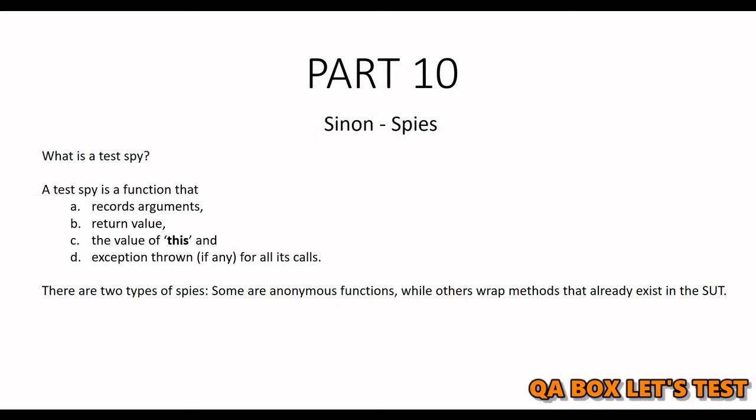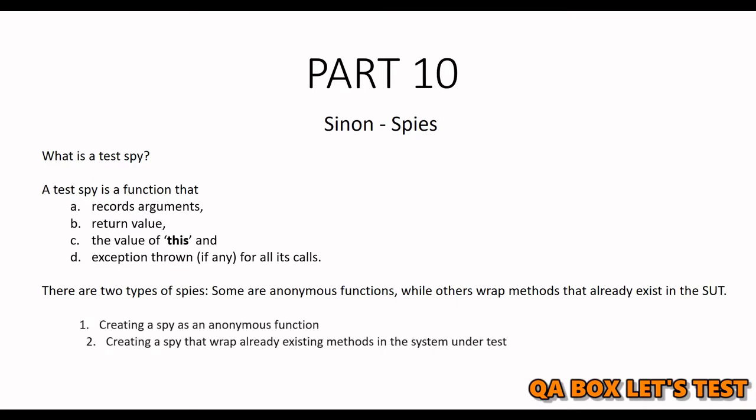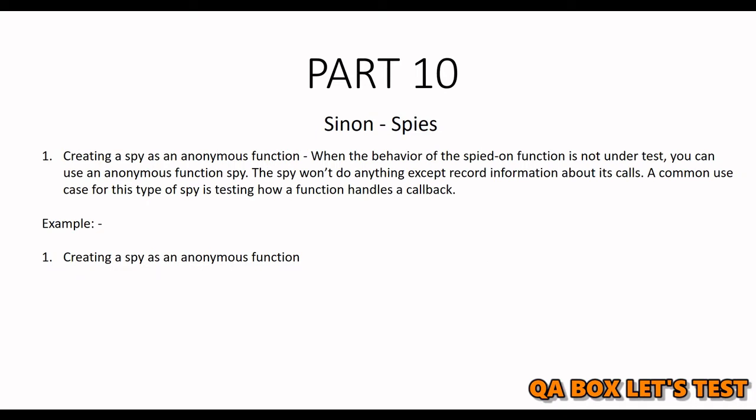So basically, Sinon offers us two types of spy: one for anonymous functions, and the other for methods which already exist in the software under test. First, how to create a spy of an anonymous function. Basically, when the behavior of the spied-on function is not under test, you can use an anonymous function spy. That's where you have to use it.